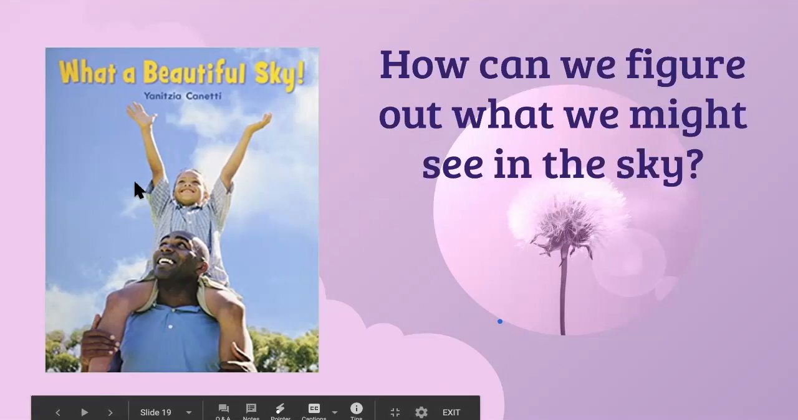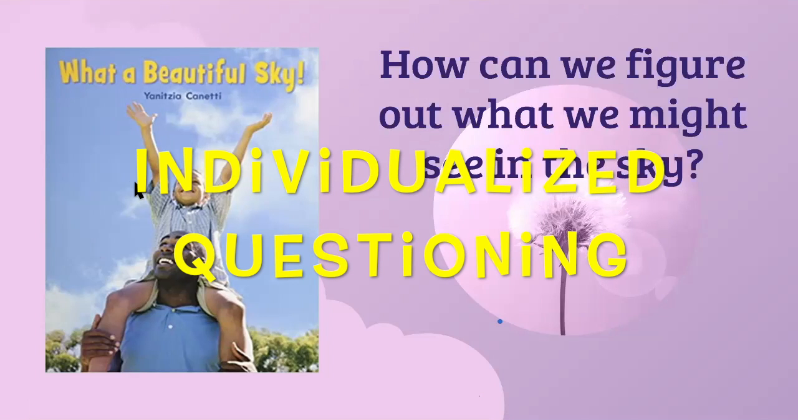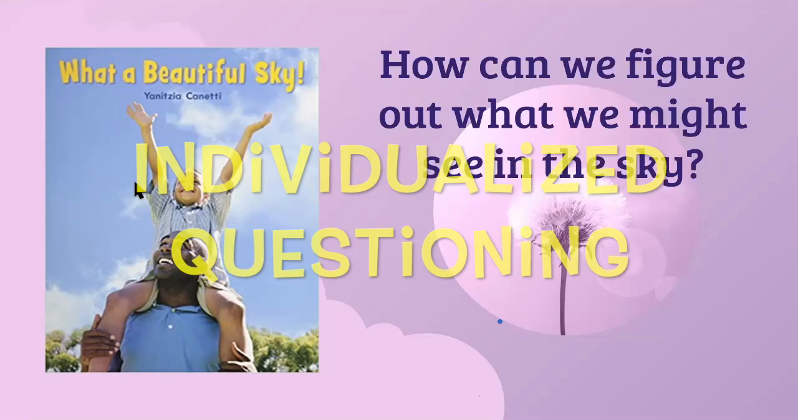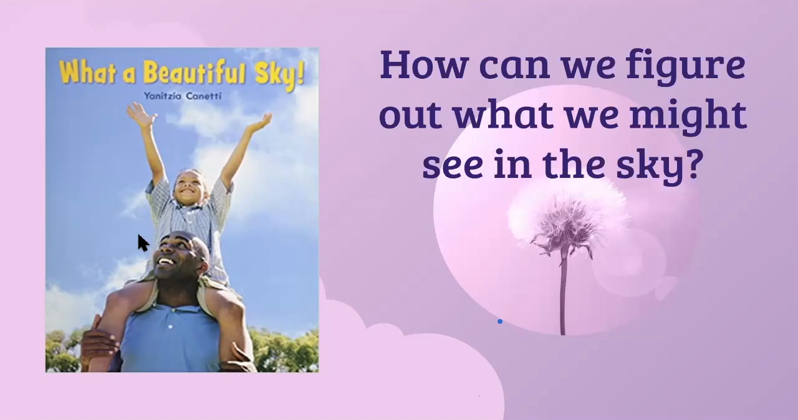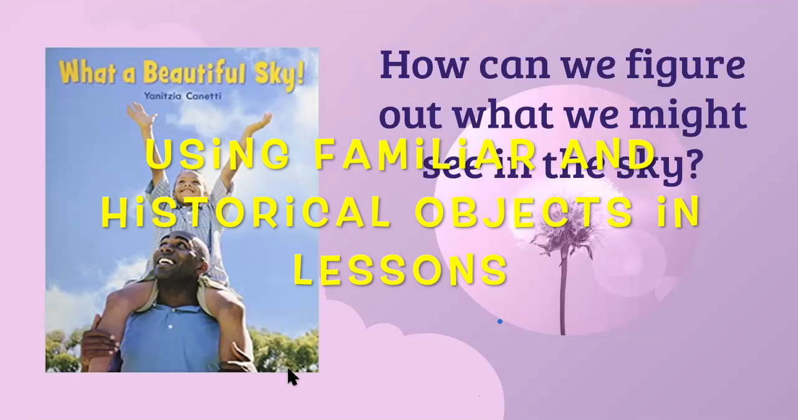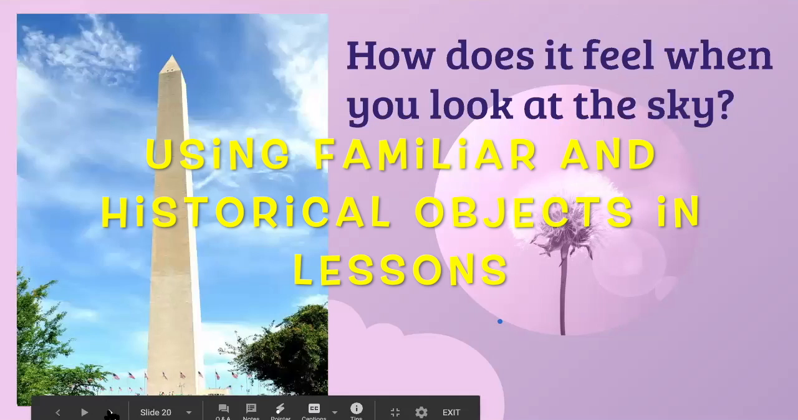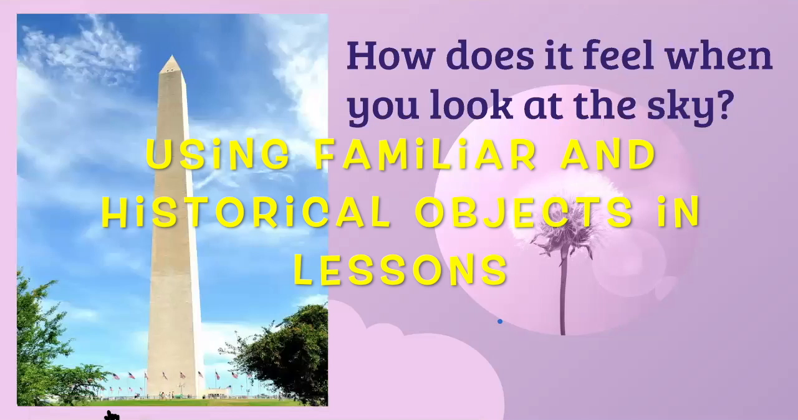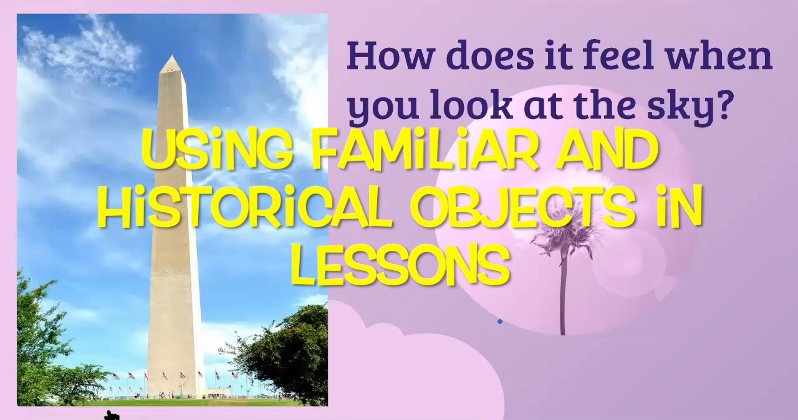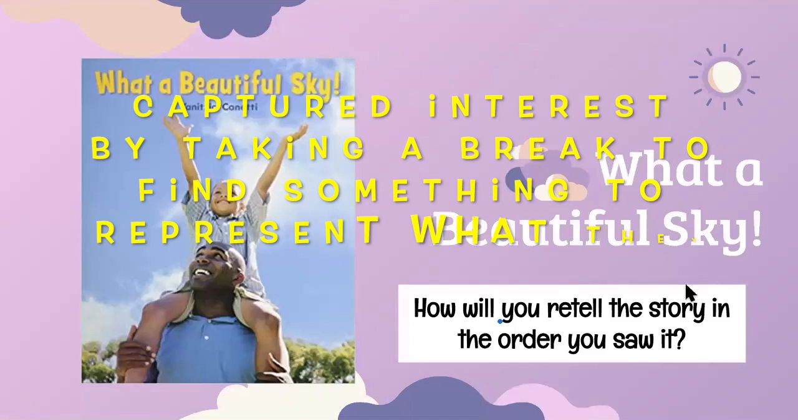Evelyn, how can we figure out what we might see in the sky? We can see clouds, rain, sun, moon, anything like that. Awesome stuff. Thank you, Evelyn. All right. Let's see, Zachary. How does it feel when you look at the sky?